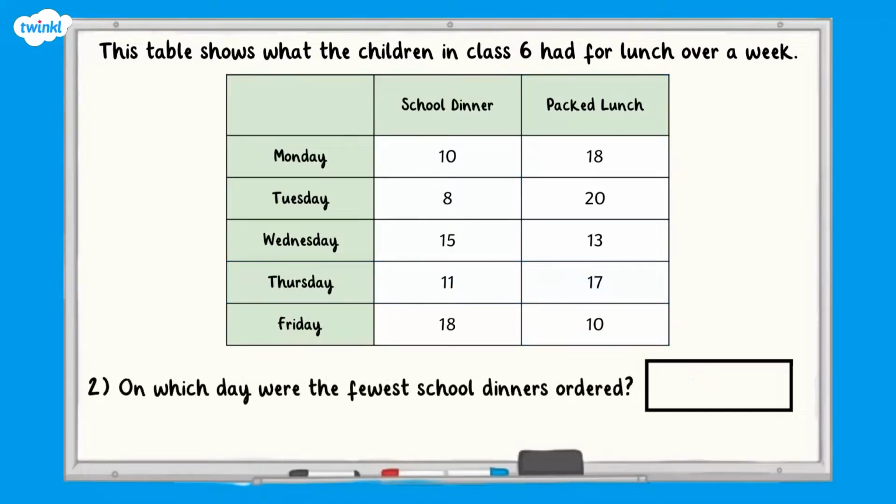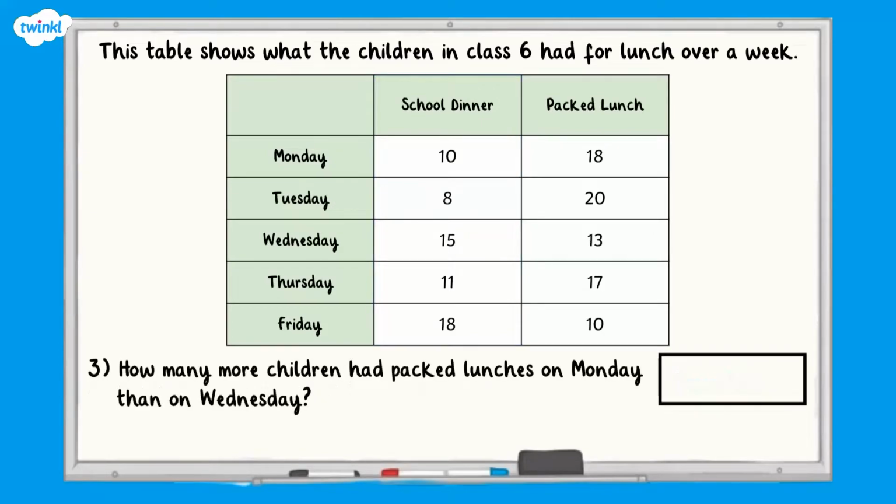Question 2. On which day were the fewest school dinners ordered? To answer this question, we need to look at the entire school dinners column. Remember, fewest means smallest amount, so we need to identify the smallest number in this column. We can see that the smallest number is 8. 8 is in the Tuesday row, so that means the fewest school dinners were ordered on Tuesday.